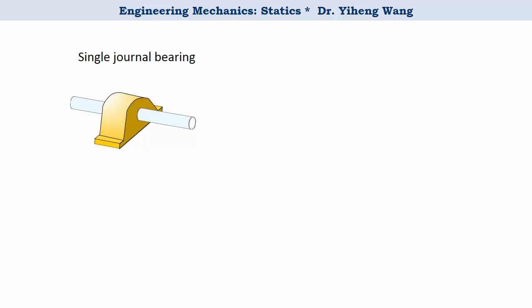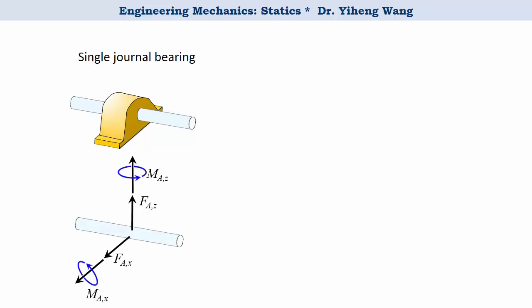Now, let's look at several types of bearings. First one is a single journal bearing. Let's analyze the reactions. Because the bearing prevents translational motions in these 2 radial directions, and only allows movement along the axial direction, and also, it prevents any rotation except for the rotation about the central axis of the shaft. Therefore, this single journal bearing exerts force support reactions along the x and z direction and moment supports about the x and z axis as well.